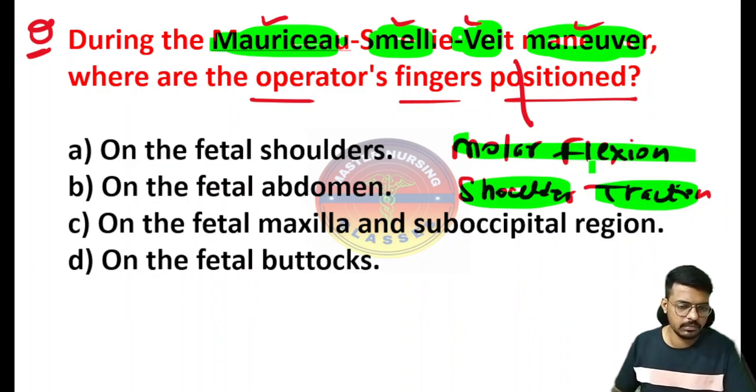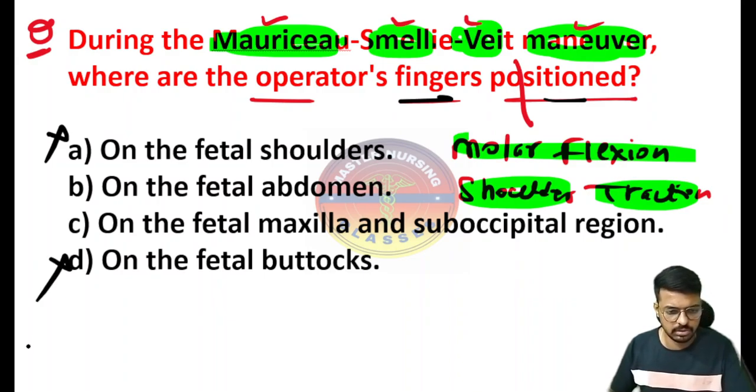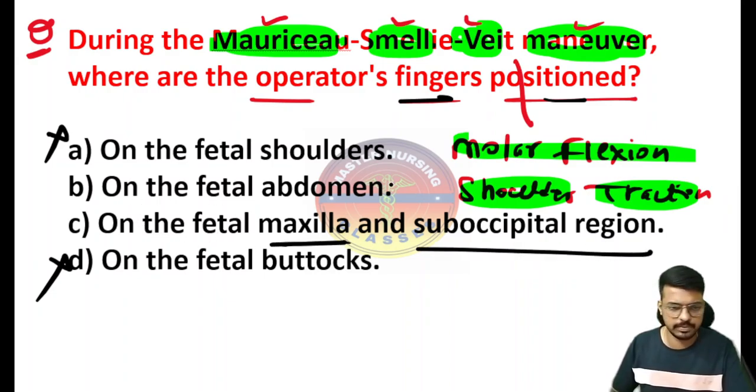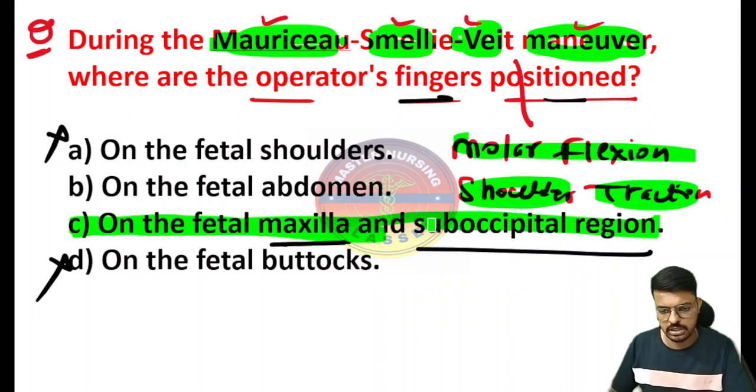Option A, on the fetal shoulder we have to keep the fingers. No, it is not correct. Option D, on the fetal buttocks. No, it's not correct. Option C, on the fetal maxilla and suboccipital region. All of you have chosen this answer, and your answer is 100% correct. And no one can stop you from getting a rank in the upcoming NEET PG exams. Keep preparing, bacho. Your preparation and your consistency is the only thing that lifts you and makes you stand out of the crowd, right? Then option B, on the fetal abdomen. This is also not our answer.